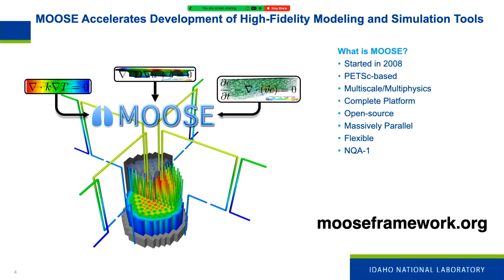And it's massively parallel, always has been, MPI and threading from the beginning. It's extremely flexible, as hopefully you'll see through this talk. And it conforms to the NQA1 software quality standards, which are the software quality standards required by the federal government for creating nuclear safety software, because that's primarily what we're doing with it at Idaho National Lab.